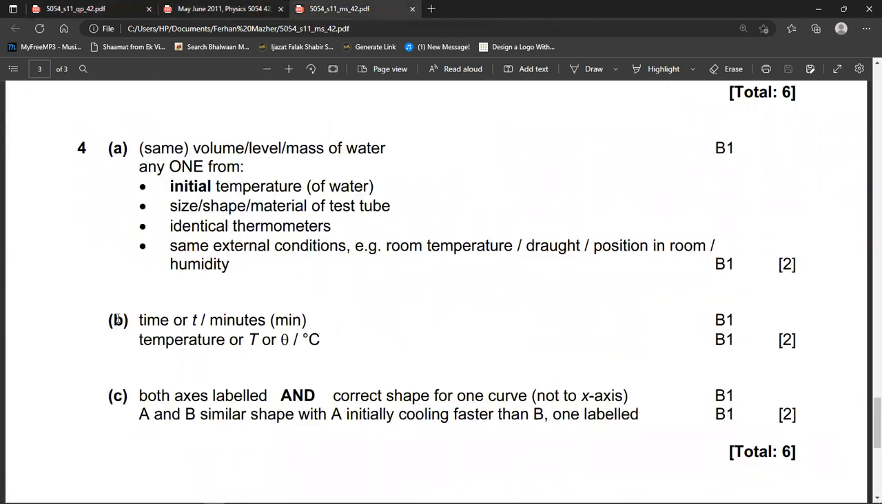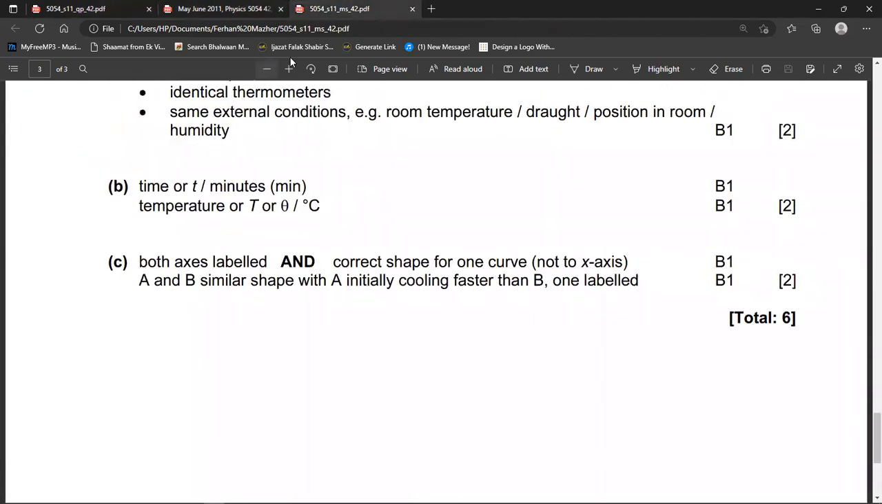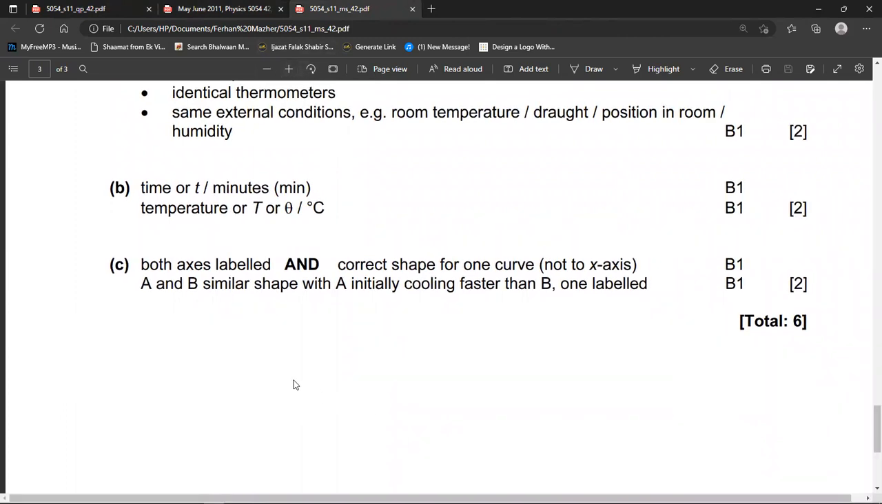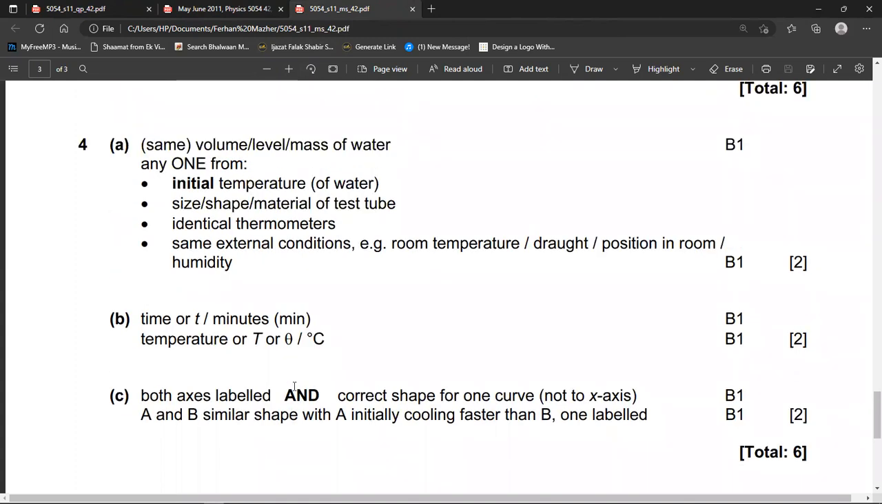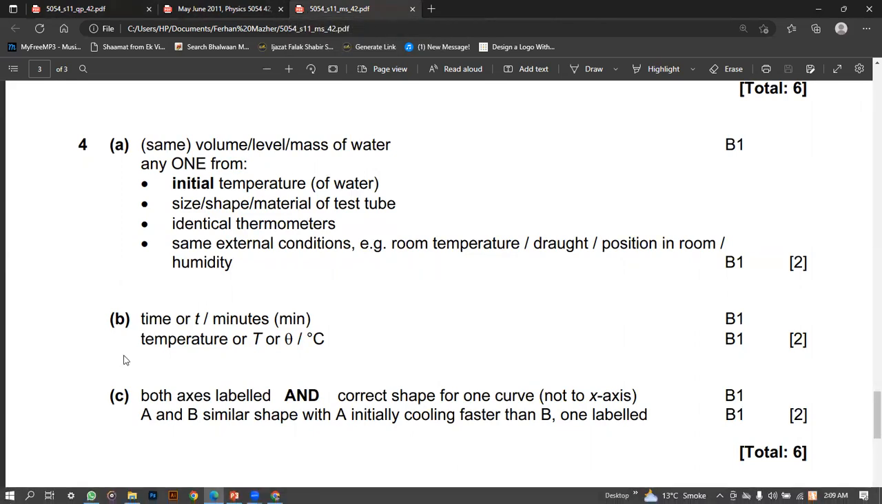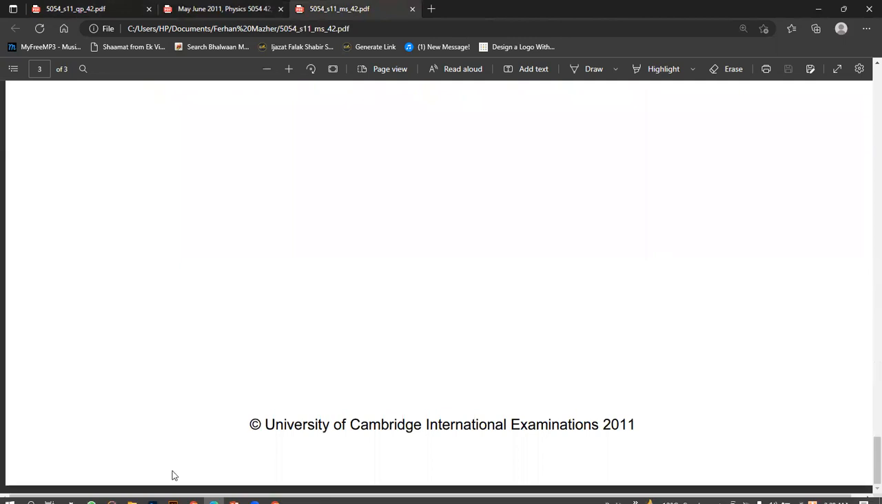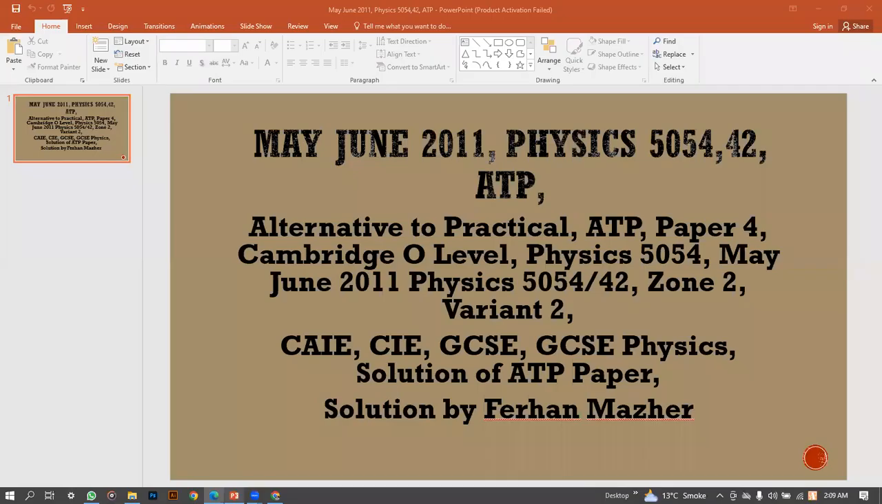Let me show you the markers. Okay. So the paper is over.